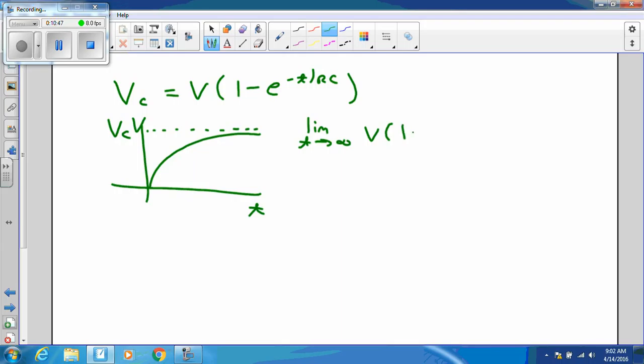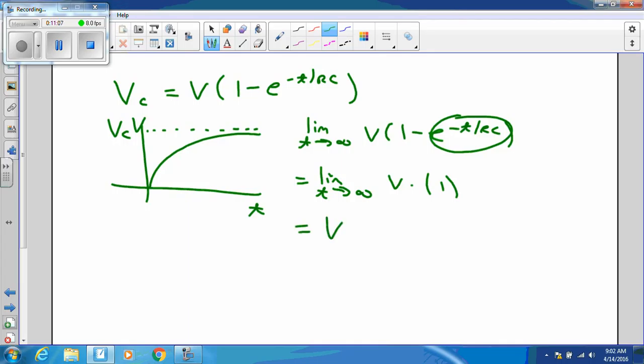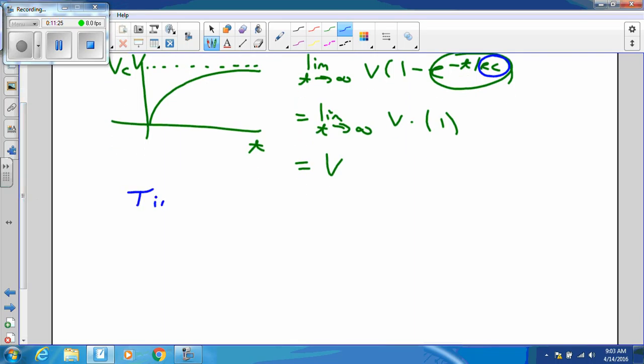So the limit as t goes to infinity of V times 1 minus e to the negative t over RC is equal to the limit as t goes to infinity of V times 1, because this quantity e to the negative t over RC goes to 0. And so I get V as my limiting value, my horizontal asymptote right here. Okay? So that's the first thing, the horizontal asymptote. The second thing is that this quantity right here, RC, is called the time constant for the circuit.